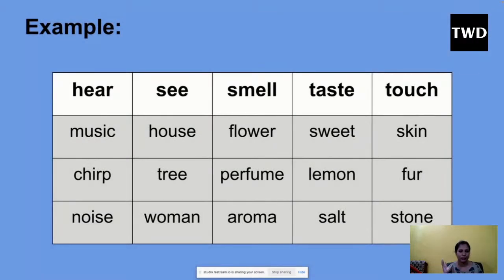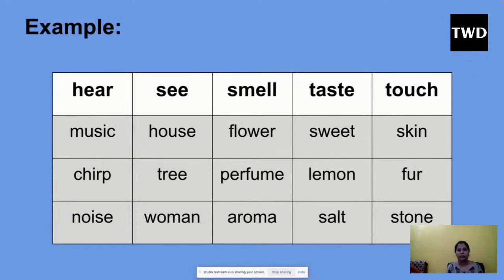For example, here, can we hear music? Yes. Can we hear the birds chirping? Yes, we can. Can we hear somebody making noise? Yes, we can. In the same way, can we see the house, tree, woman, and so many other things? These are only a few examples I have got, but we can see so many things, isn't it?